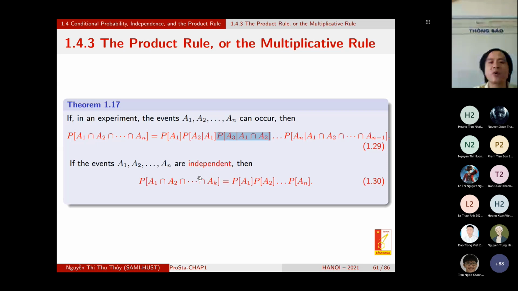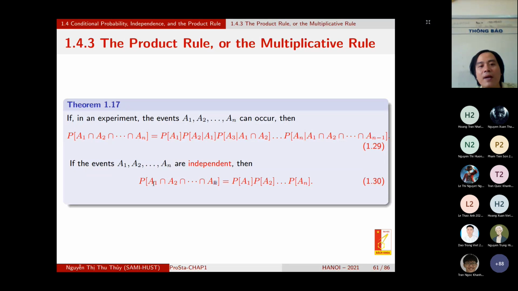And in the special case when the events A1 to AN are independent, we have result 1.30: the probability of the intersection of A1 to AN is equal to the product of P(A1) to P(AN). Sorry for the mistake here.